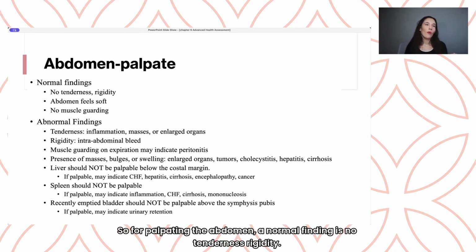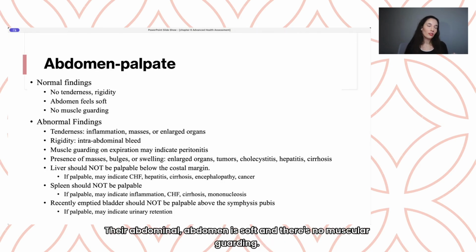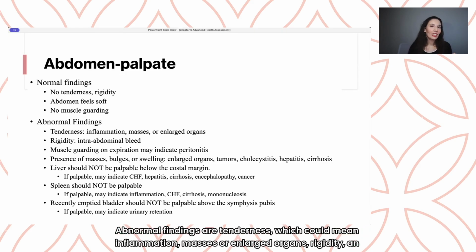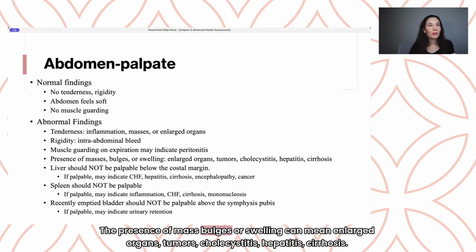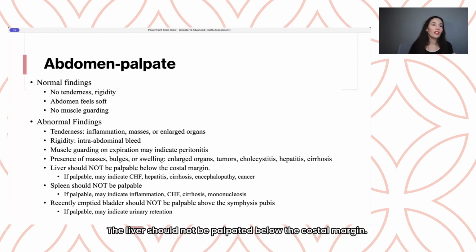So for palpating the abdomen, a normal finding is no tenderness or rigidity. Their abdomen is soft and there's no muscular guarding. Abnormal findings are tenderness, which could mean inflammation, masses, or enlarged organs, rigidity, and intra-abdominal bleed. Muscular guarding or expiration may indicate peritonitis. The presence of a mass, bulges, or swelling could mean enlarged organs, tumors, cholecystitis, hepatitis, cirrhosis.